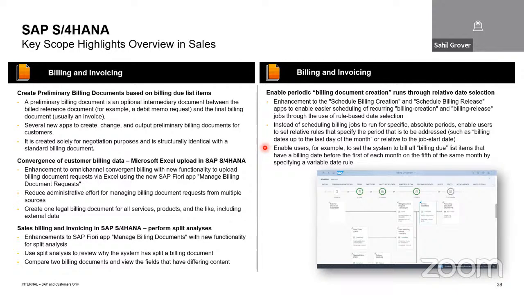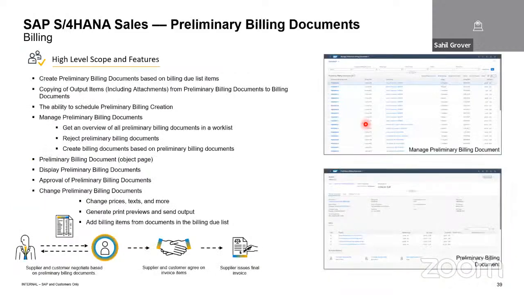Then you can do a split analysis. A lot of times customers ask why my invoice is getting split. You can converge your multiple invoices coming from different systems into one single invoice. Now enhancements can be done to schedule billing creation and schedule billing release. So these are all possible. I'll take you further into the details of these.